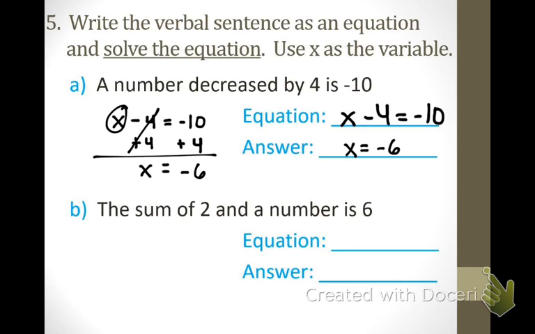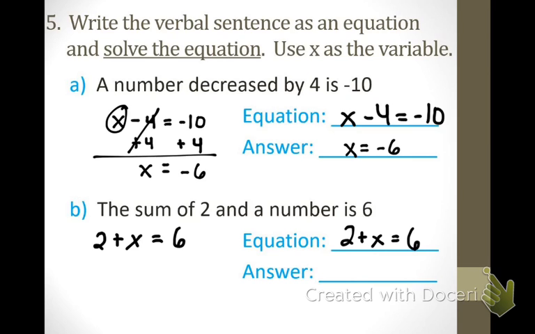All right, let's do it together, see if you got it correct. The sum of 2 and a number is 6. What does the sum of mean? Add it. So we know that we've got to do 2 plus x equals 6. Once again, you're just reading from left to right. Then I'm going to write it over here where my equation is, and I've got to find my answer.